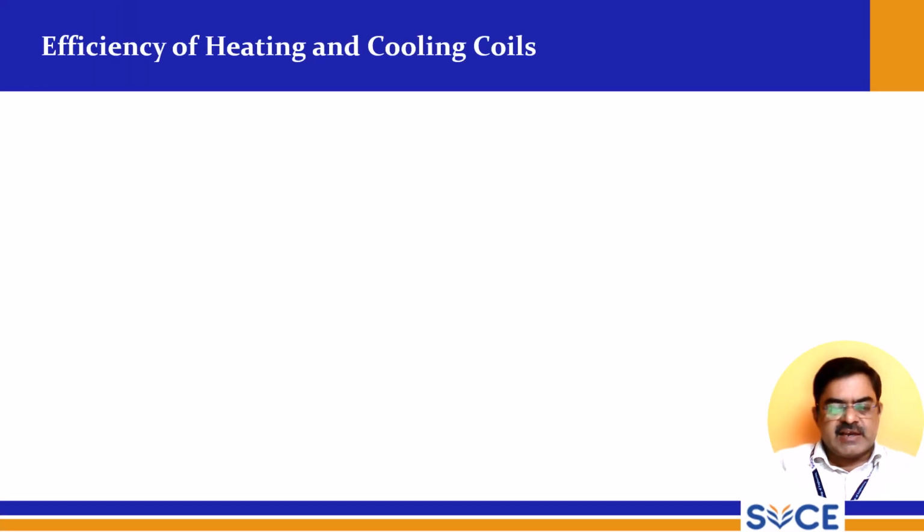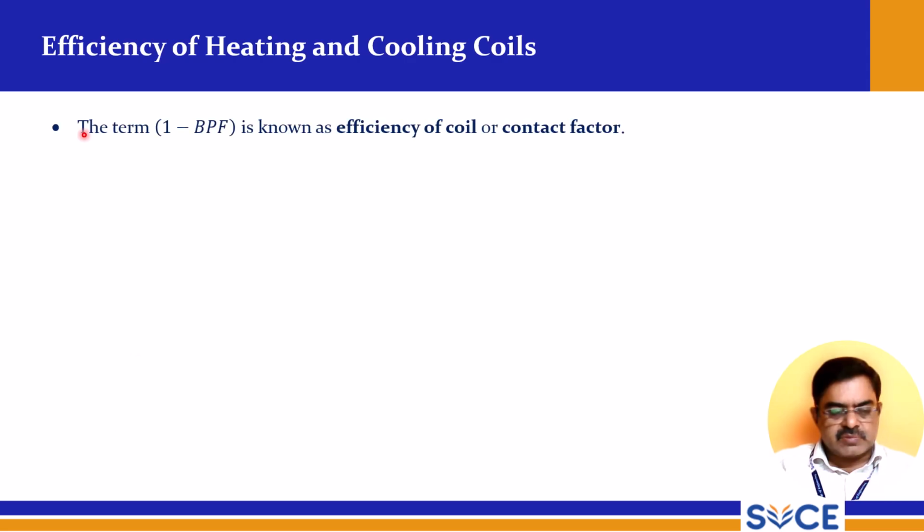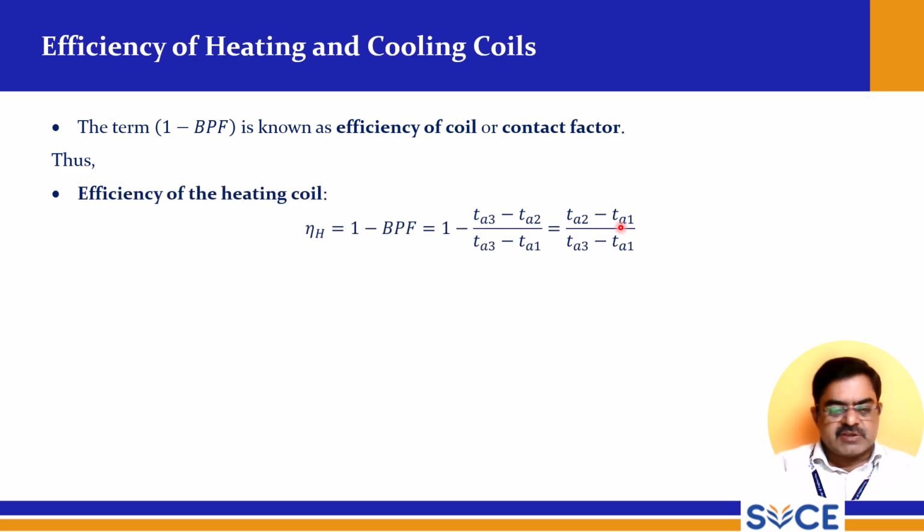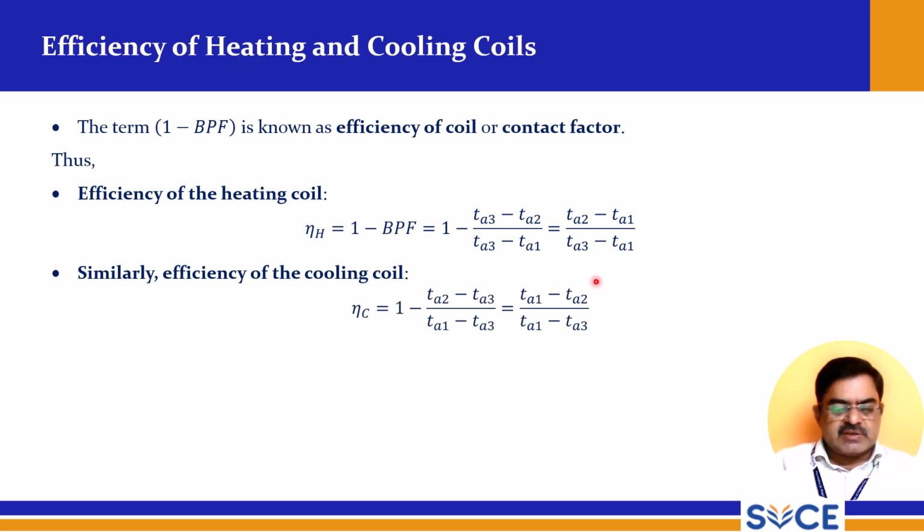Efficiency of heating and cooling coils. The term 1 minus BPF is known as the efficiency of the coil, or contact factor. It can be a 2 mark question. Thus the efficiency of the heating coil is equal to 1 minus BPF. It can be heating or it can be cooling. Similarly, the efficiency of the cooling coil is (Ta1 minus Ta2) divided by (Ta1 minus Ta3). Earlier this was for the heating coil, and this is for the cooling coil.